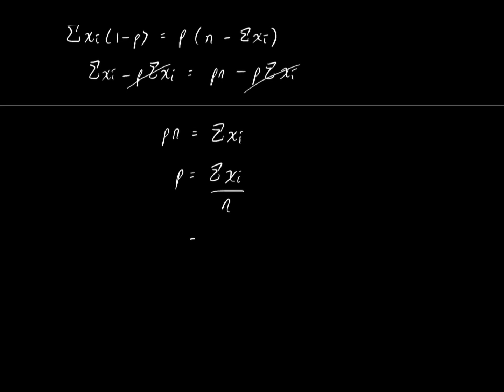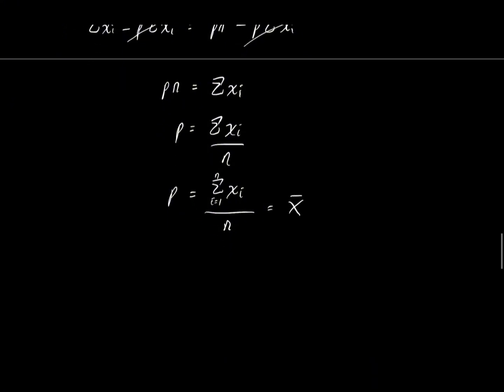which is the same thing as p is equal to sigma from i equals 1 to n of xi over n. And this thing is x bar, right? So that's our p. And that's it for the calculus review for advanced statistics.